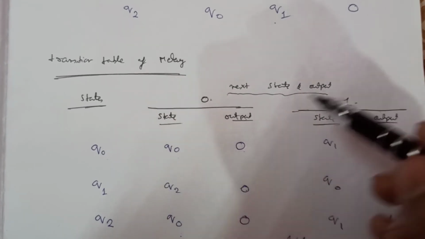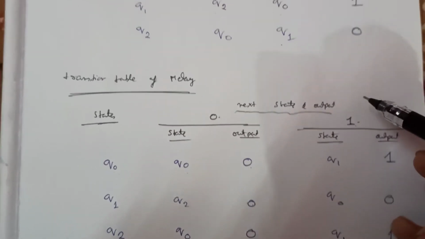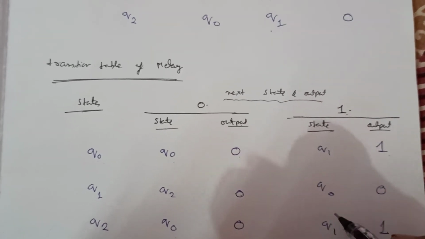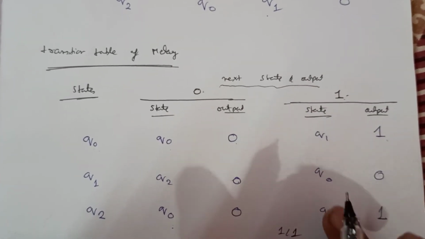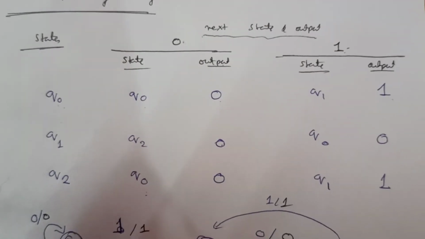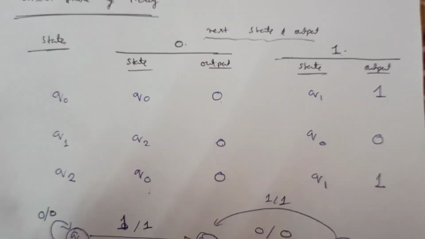See, Q0 goes to Q1 for input symbol 1. For Q1 the output is 1, so it will become 1, and then 0, and then 1. So here we get 6 outputs from the 3 outputs present in our Moore transition table.